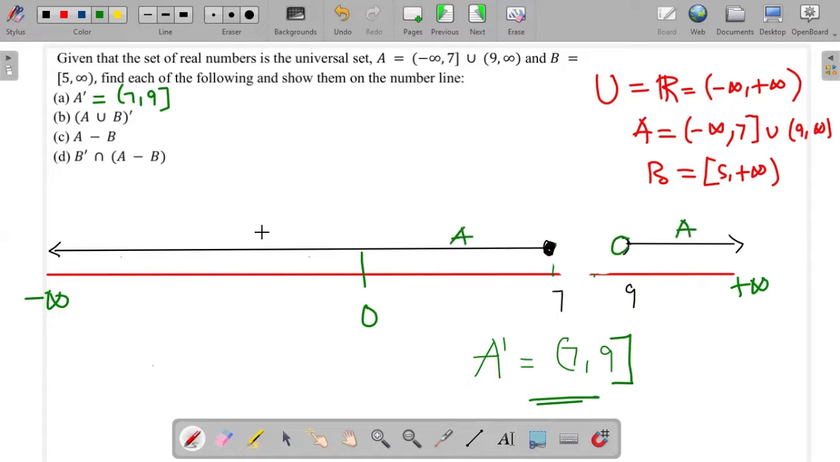Then what is my B? My B is from 5 to positive infinity. So 5 is somewhere there to positive infinity, like that. Meaning that here the arrow still goes, 5 is included. If this is my B here and then my A is there, what is my A union B?